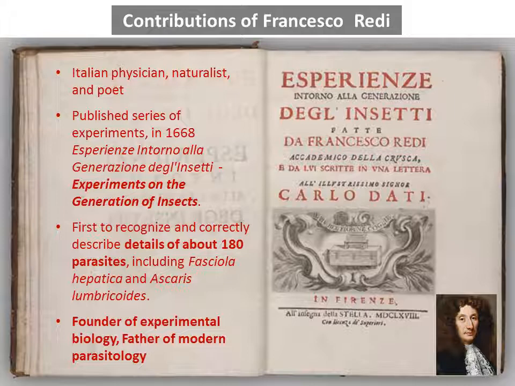Now, beginning with the contributions of Francesco Redi, he was a keen scientist and performed several sets of experiments. His interests led him to conduct several studies on microscopic organisms, and he also worked with lots of insects. His studies got published in the form of a book called Experiments on the Generation of Insects, and he also very precisely described several parasites. Those parasites were all pathogenic to humans and included Fasciola and Ascaris, and because of all these contributions, he was considered father of experimental biology and father of modern parasitology.